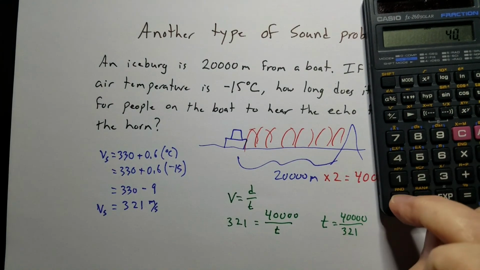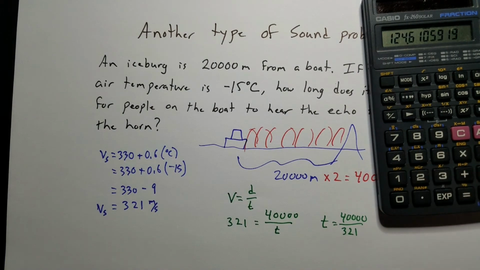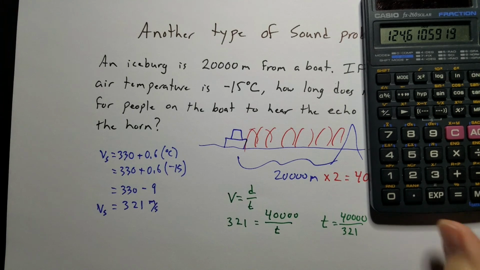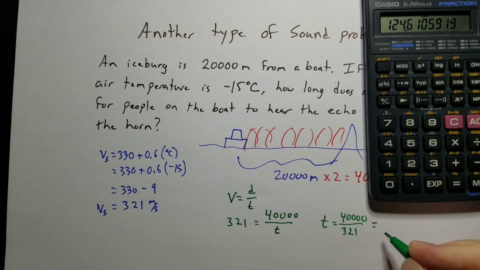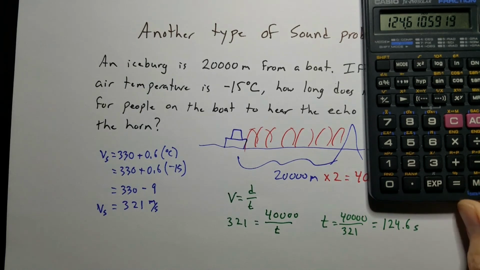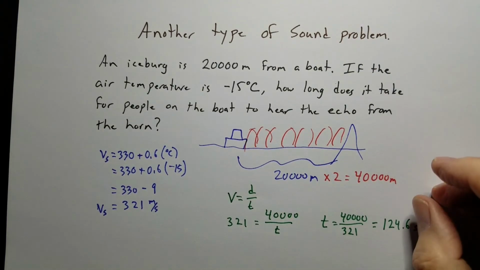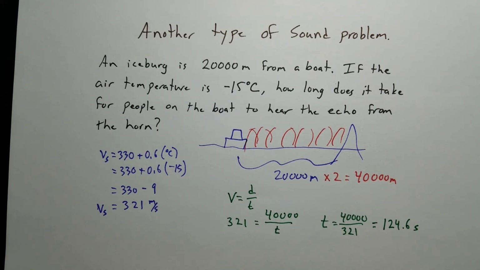So 40,000 divided by 321 gives me a time of 124.6 seconds. Well, it'd take nearly 2 minutes, or a little more than 2 minutes, for that sound to go out and come back. Pretty far away. All right, let's try another one.